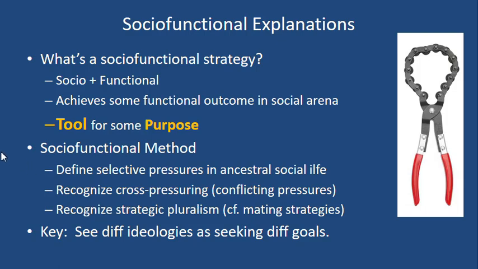So, what we're going to do is look at different selection pressures in the ancestral social life, recognize how there's some cross-pressuring, that is, there's some conflictive pressuring. So there's different selective pressures, and then they're cross-pressured, which means that they're not always pushing in the same direction. And then that leads us to the position of strategic pluralism, which is similar to what we see with mating strategies. So there's a lot of evidence that people have different mating strategies, men versus women, and that both of them might have long-term and short-term mating strategies. So there's not a one-size-fits-all situation to maximize reproductive fitness. So the key here is trying to see different ideologies as seeking different kinds of goals.